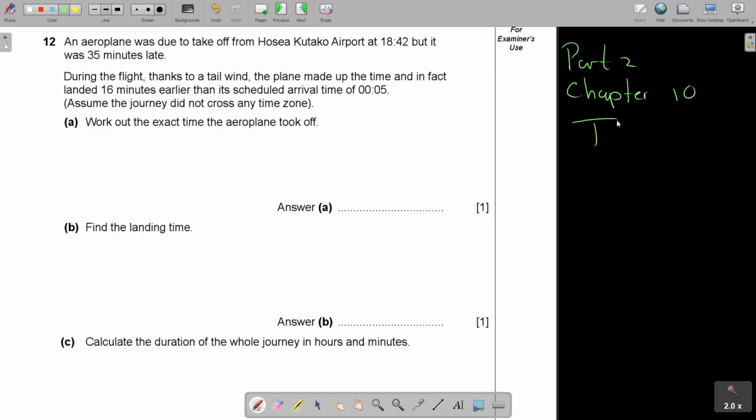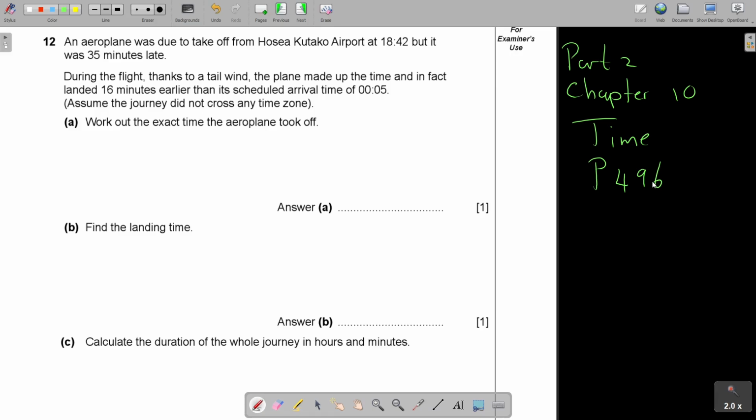And it's time, and where do you find it? Page 496. Okay, so during the flight, thanks to a tailwind, the plane made up the time and in fact landed 60 minutes earlier than its scheduled arrival time at 00.05.